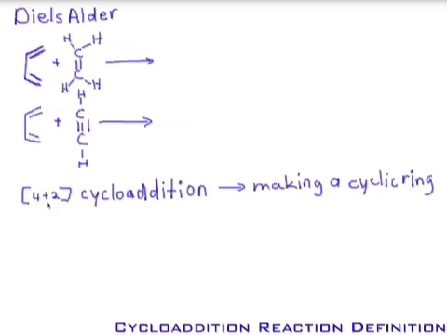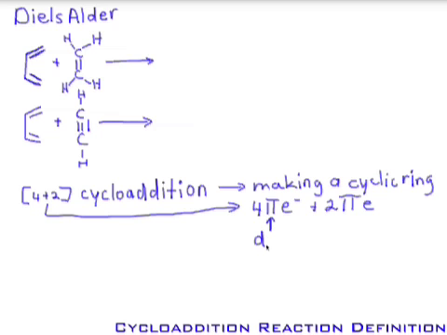The 4+2 means the reaction involves 4 pi electrons interacting with 2 pi electrons. The 4 pi electrons come from the diene, and the 2 pi electrons come either from the alkene or the alkyne or some other pi system.